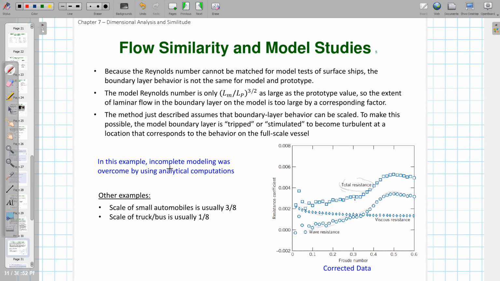So this is an example showing you how we do incomplete modeling. Incomplete modeling means that we only match one, or we cannot match all of the dimensionless independent parameters. We can only match some of them, but it doesn't mean that we cannot get useful things. We still can get useful things from that. And the incomplete modeling in this example is actually overcome by using an analytical computation, the boundary layer theory, to help us do that.